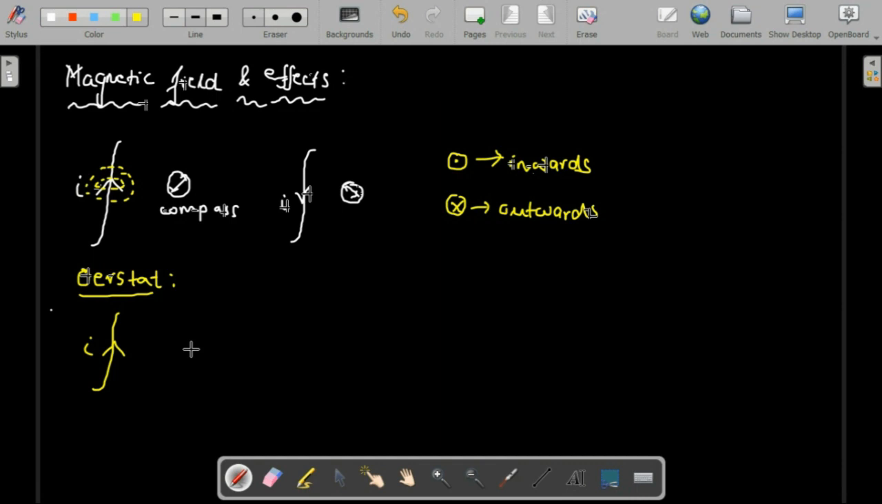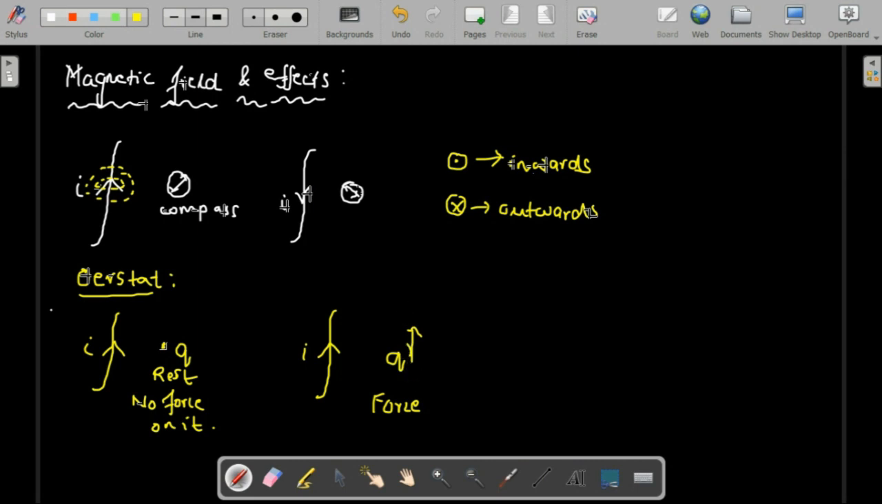If you have a current carrying wire and a charge which is static, not moving, at rest, the charge will remain at rest even if the current is flowing here. That means there is no force acting on it. But on the other hand, if you consider a current I and a charge which is moving, then there will be a force acting on it. Now it might be thought that if there is no force, the charge will move straight, but that does not happen.